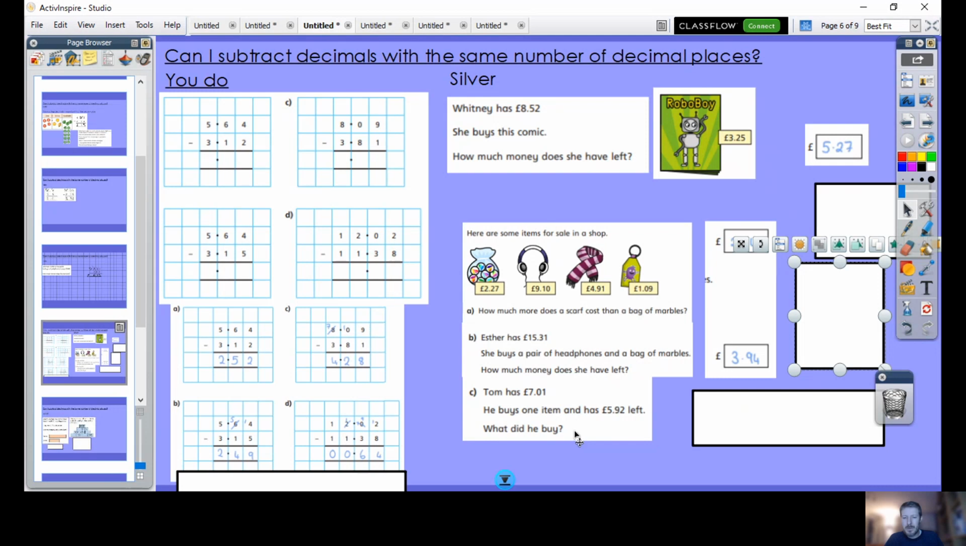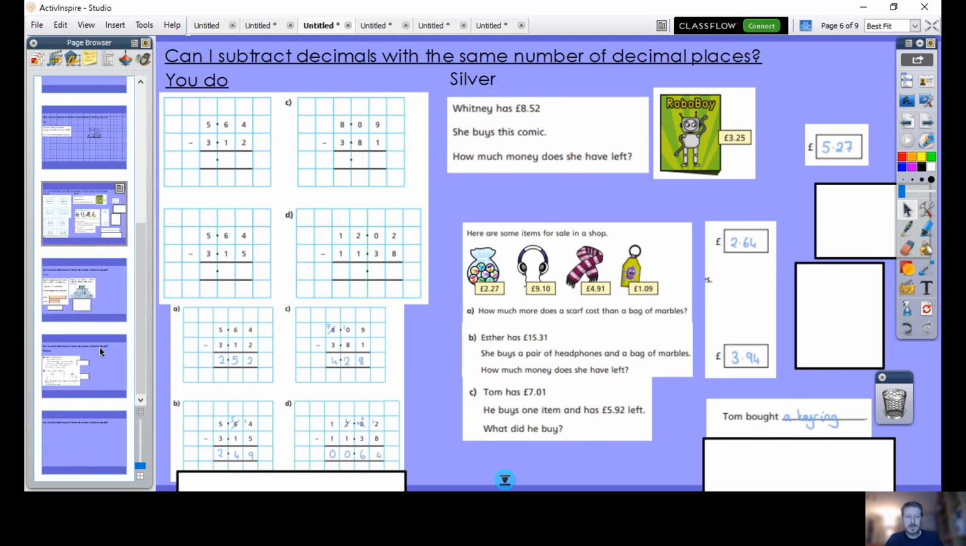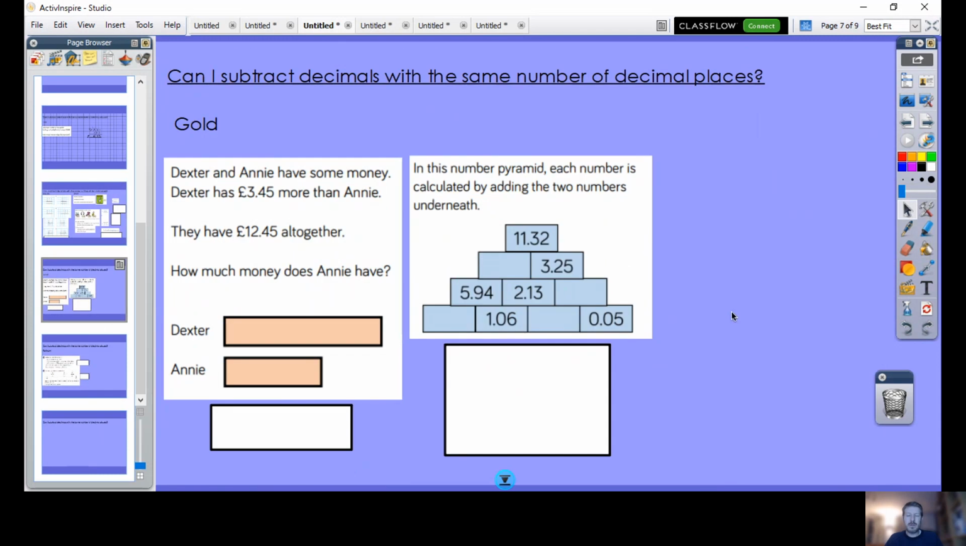And then Tom has £7.01. He buys one item and has £5.92 left. So hopefully when you subtracted it, you realise the cost of the item would have been a keyring. So hopefully you should have had £1.09. So that would have told you that you bought the keyring. Have a look at these gold questions then. So pause the video and have a go.